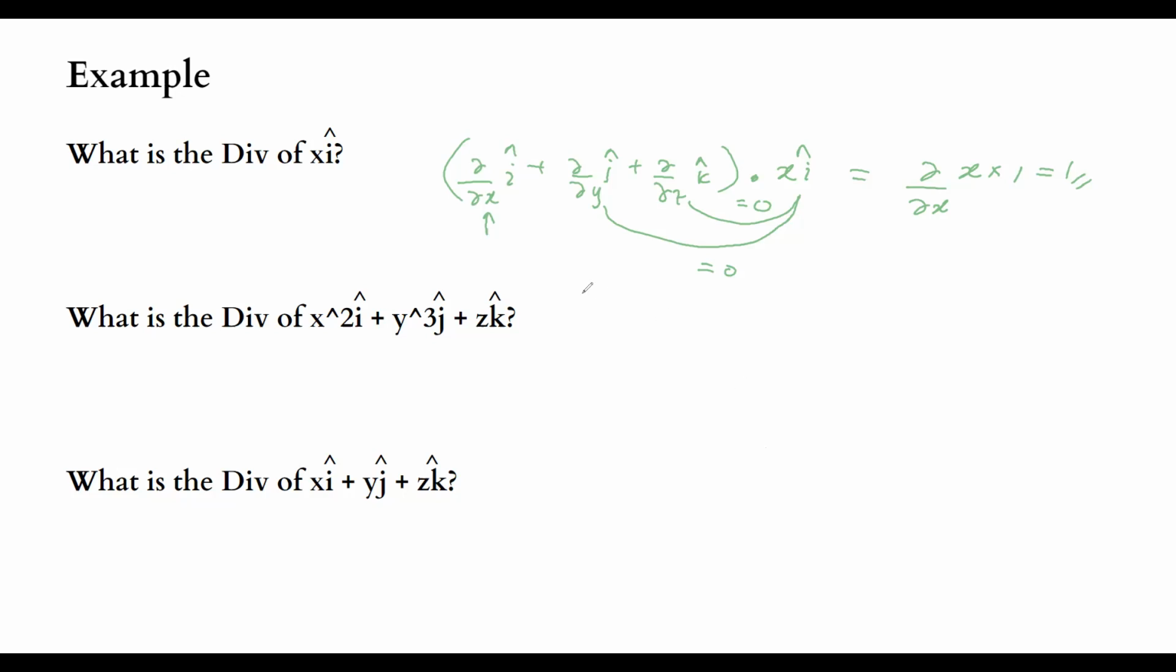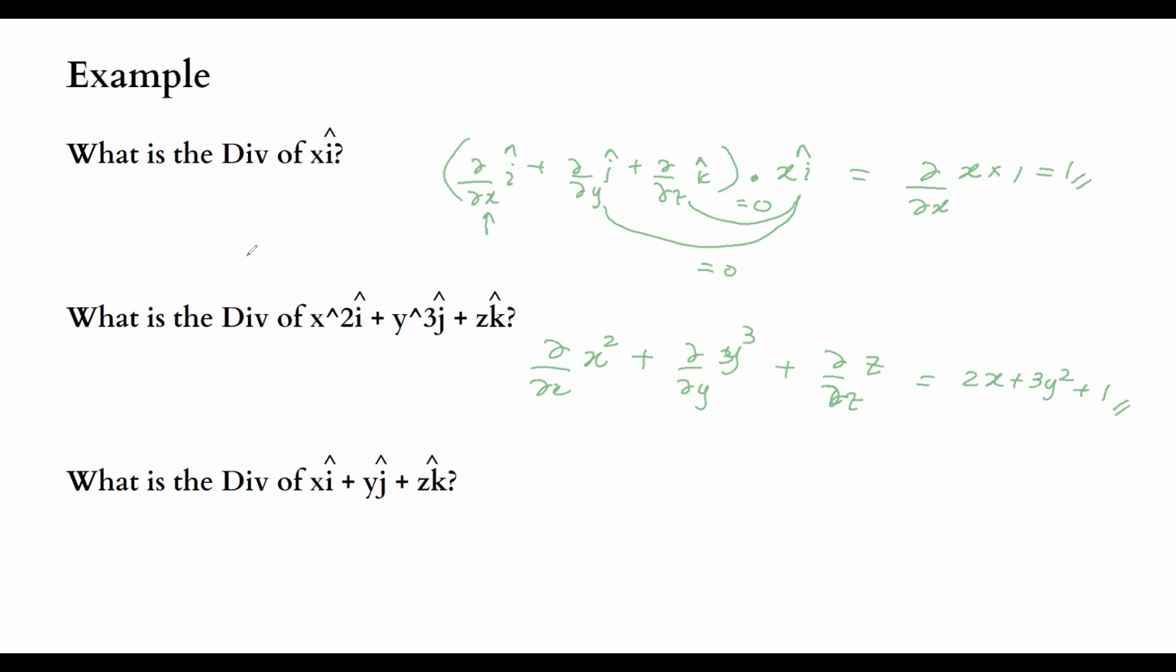For the second one, the answer will be ∂/∂x of x squared, plus ∂/∂y of y cubed, plus ∂/∂z of z. So this will be equal to 2x plus 3y squared plus 1. Yes, your answer is correct.